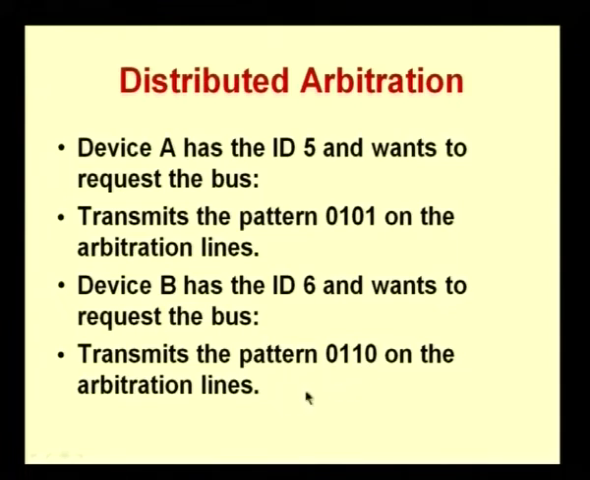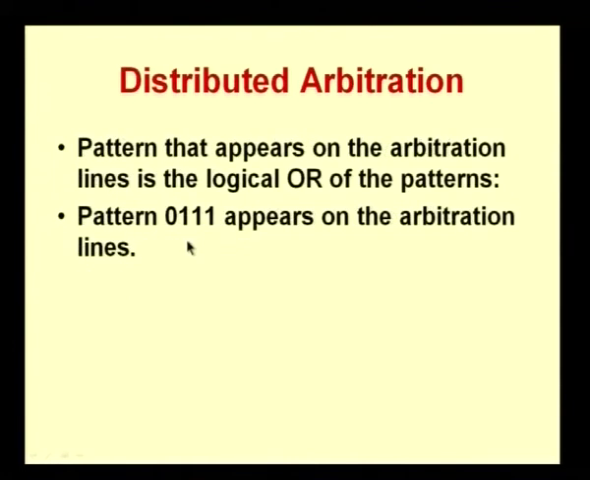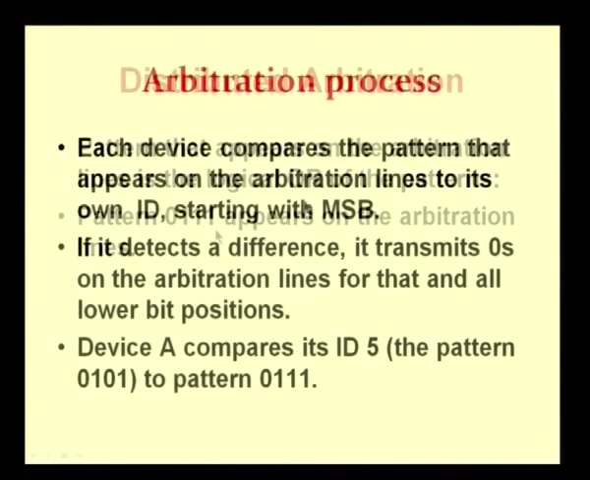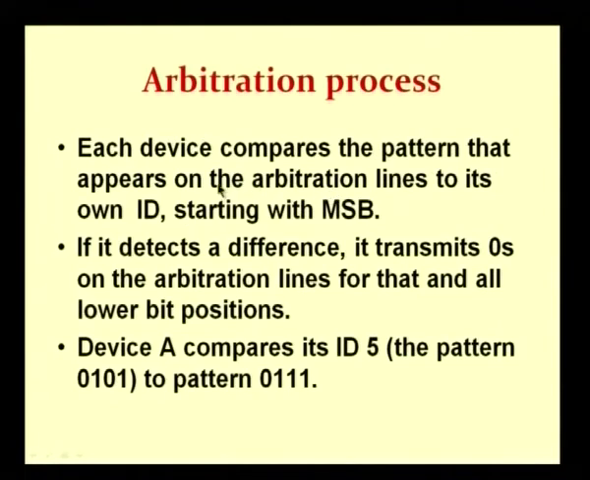As we said, what will be out there on the bus will be the logical OR of these two patterns. You can see 0101 and 0110, you OR these two, you will get 0111. That will be the pattern that is there on the bus. So, the pattern that appears on the arbitration lines will now be 0111. Now, for the arbitration process, we said that each device will compare the pattern that appears on these arbitration lines with its own ID starting with the MSB. And if it detects a difference, it will transmit zeros on the arbitration lines for that and all lower bit positions. So, let us start with the device A.